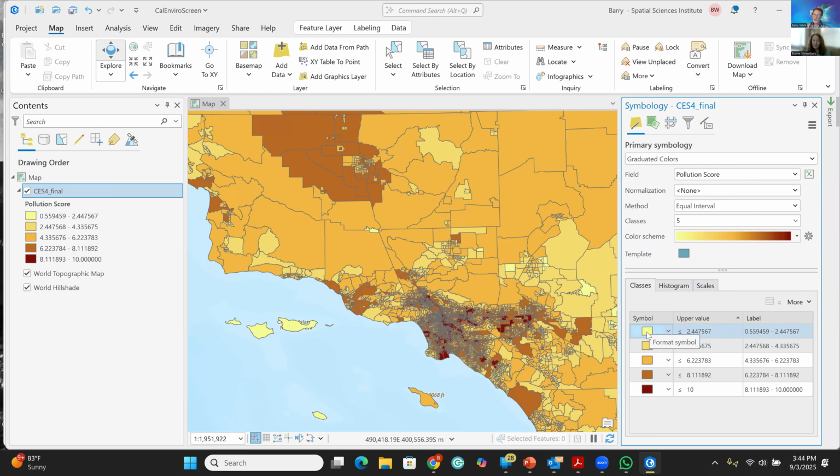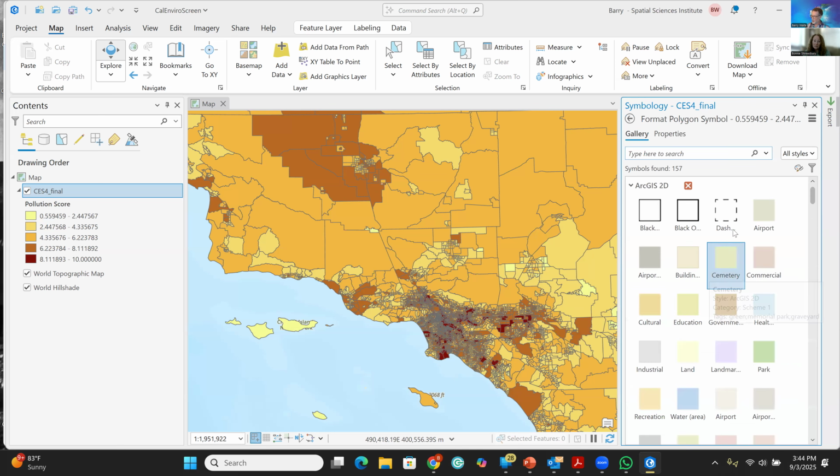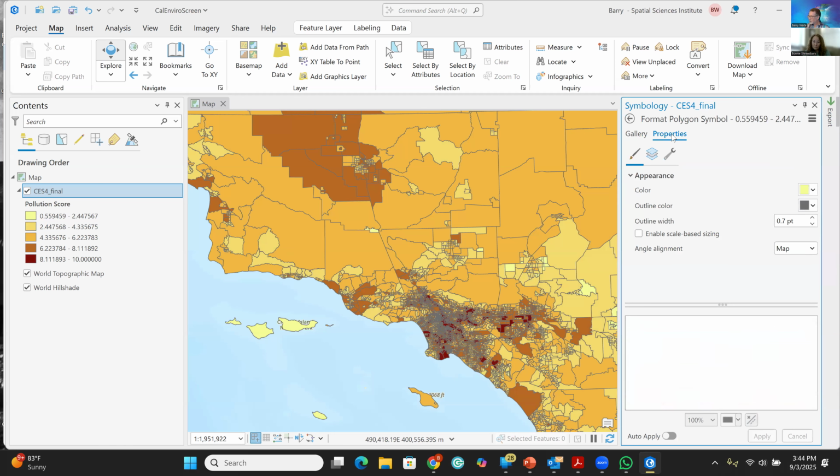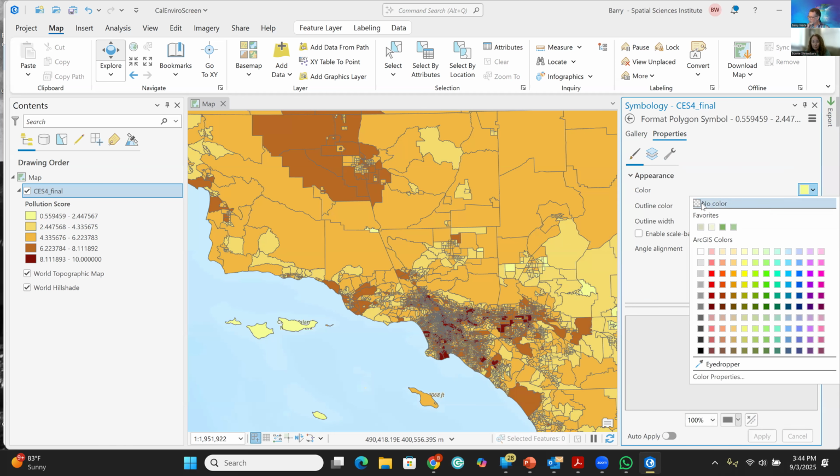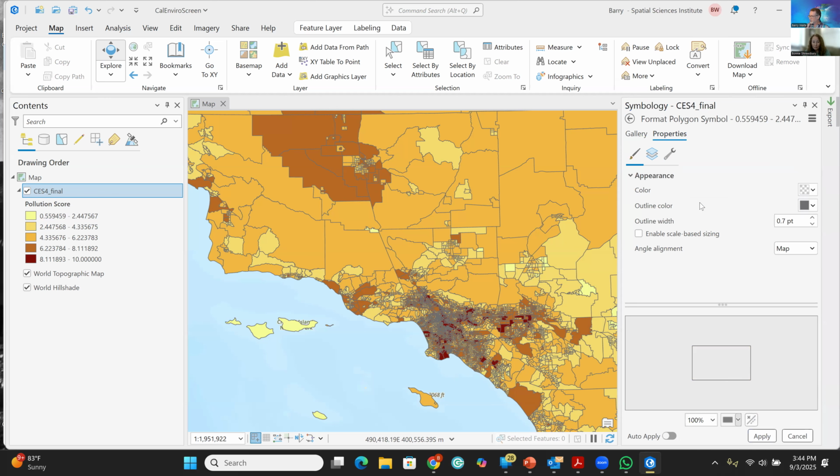Something I often do is, where my lowest range is one that just really doesn't matter and I don't want that to be showing as particularly obvious, I'll change the color there under properties. And instead of that yellow, I'll just make it no color. So those areas wouldn't show at all. And you've got to apply.